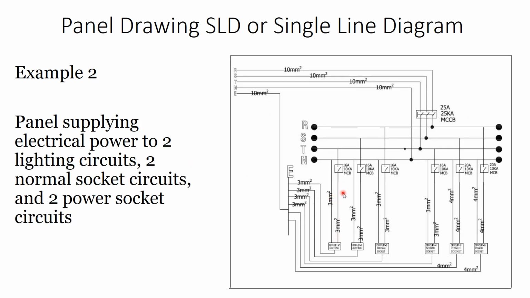So as you can see here, let's start from here. Take one from the R and one from the neutral, R and the neutral. Second one, S and the neutral. Third one, T and the neutral. Then the fourth one, R and the neutral. Lighting, S and the neutral. Lighting, T and the neutral. So one phase, which can be T or S or R, and the neutral, since it is a single phase circuit.